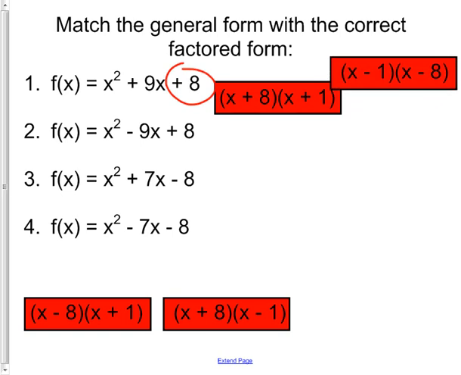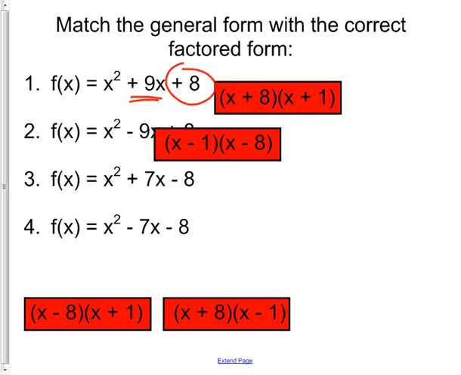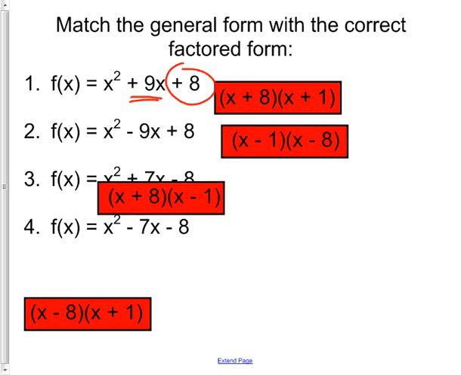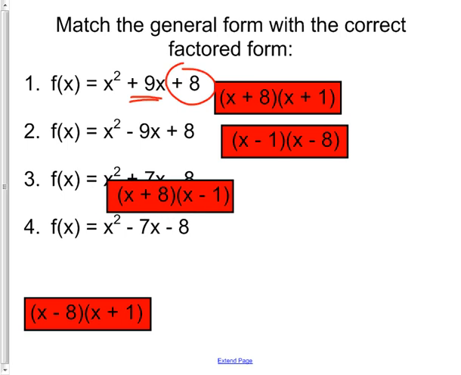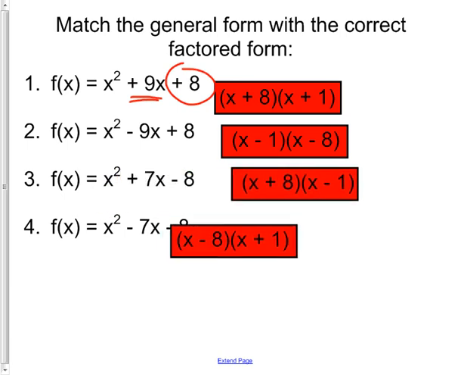And then I can say they have to add to positive 9. So it's got to be this one. So these 2 would add to negative 9. So that would be that one. And then that leaves these 2. Okay. This one, would this one work for this? I think it does. All right.